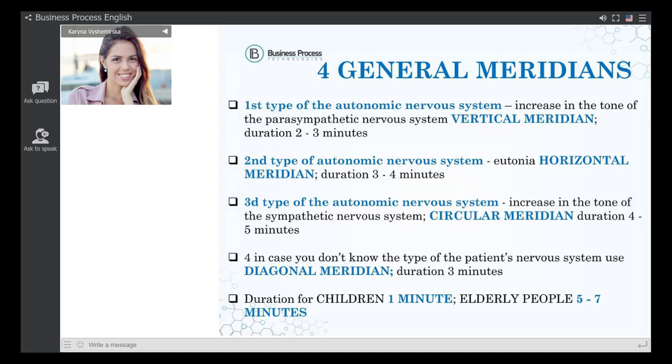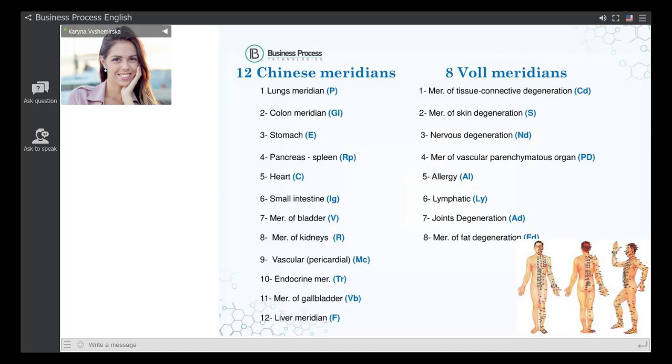Apart from these 4 general meridians, also in our software and in general, there exist 12 Chinese or classical meridians and 8 false meridians of Dr. Voll. False meridians are much shorter than Chinese meridians, but they are widely used to do the therapy. You can see them on the picture, the same way they are written in the WebWellness software.